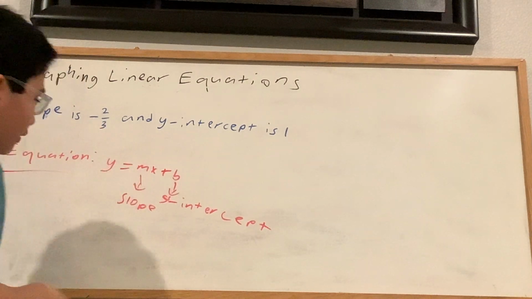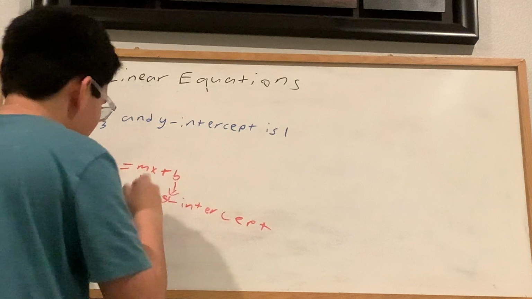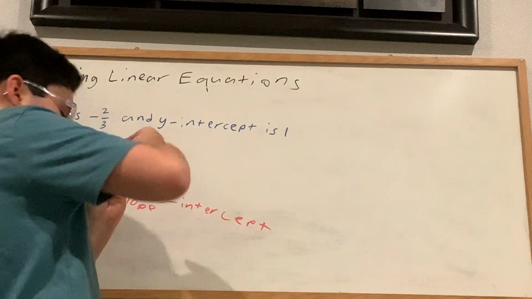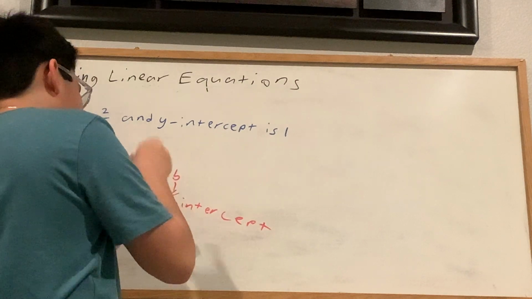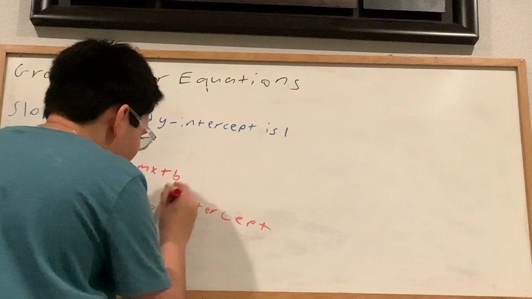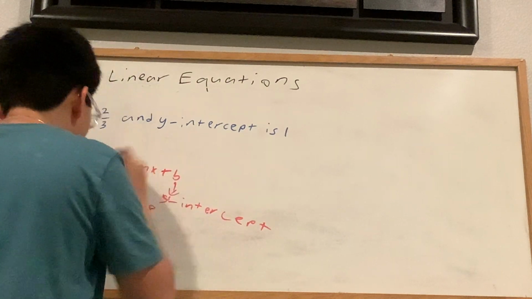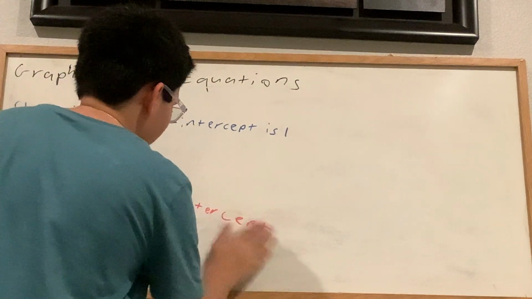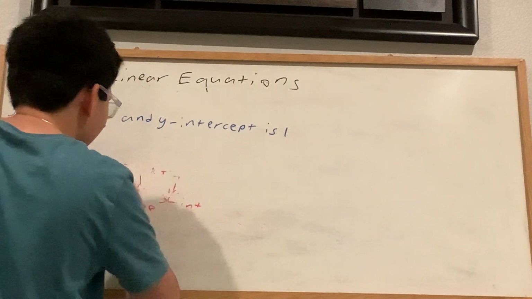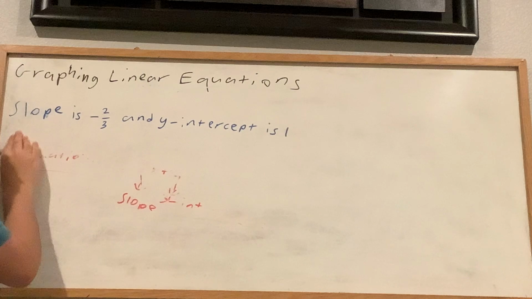The m is always the slope. The x is part of it, which relates to the x-axis, not the line of the graph itself. And the b is the y-intercept, which is how much it will go up. So let's start with the first example. Let's write this into y equals mx plus b, which is called slope-intercept form.